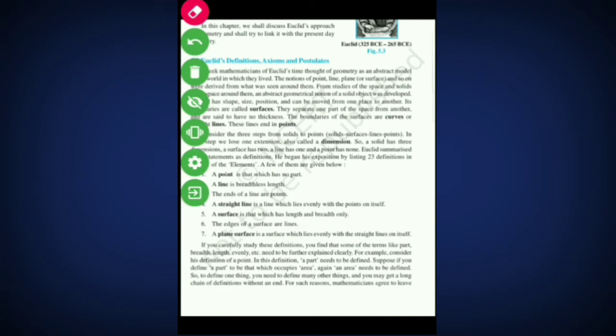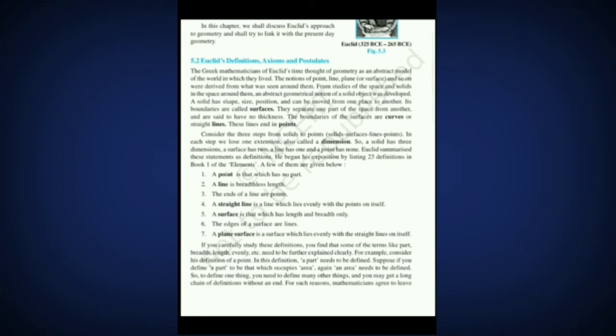This is a straight line, or this is a curve. The boundary of the surface is a curve or a straight line, but they are joined with a point. They are joined with a point. Now these lines end in points, it is also written here. Okay, students, I think all of you have got it very clearly. Now read the next line.